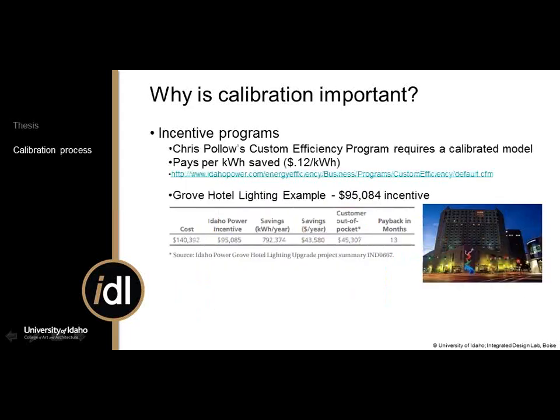Then, of course, one of the last reasons why calibration is important is for various incentive programs. Like Chris Paulo's custom efficiency program will actually pay the incentive based upon the amount of savings from a deemed calibrated energy model. So this was just an example that I pulled off the website here. So you can go there to find out some more information.